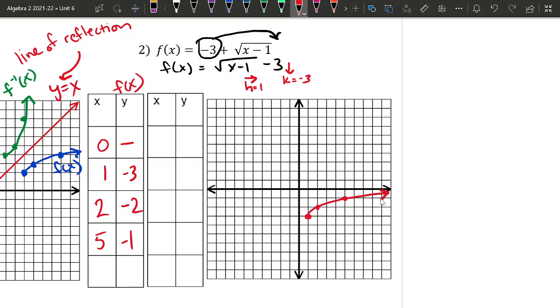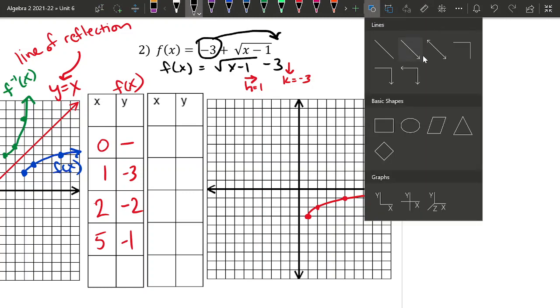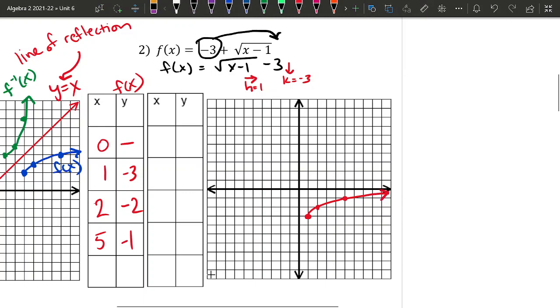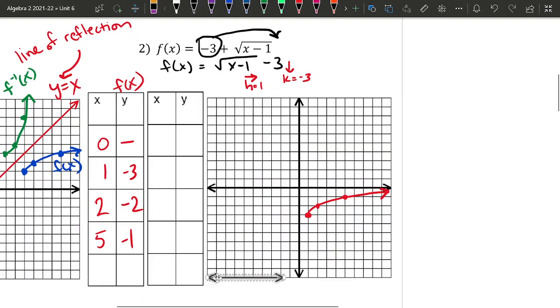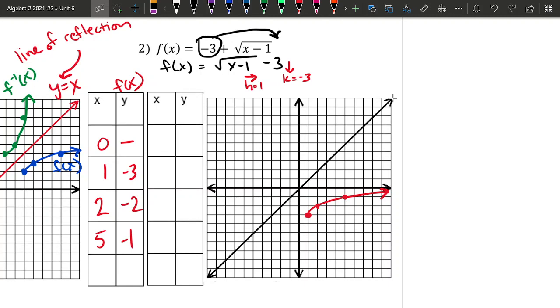You can also graph it after you get the table of values, just hit the graph button and see what the graph looks like and make sure your graph matches the one on the calculator. And then I have a line of reflection, the line y equals x. I do need you to graph the line of reflection. That is part of it. On the test, it'll be a point or two just if you have the line of reflection on your graph.